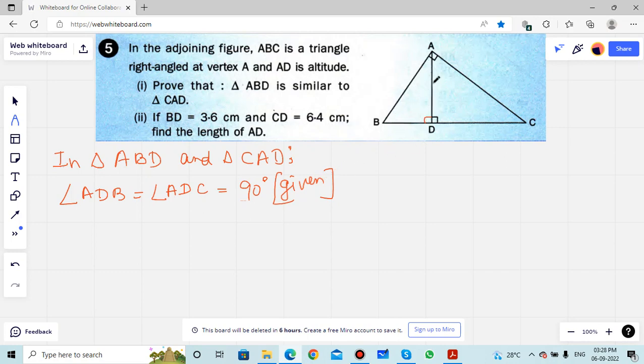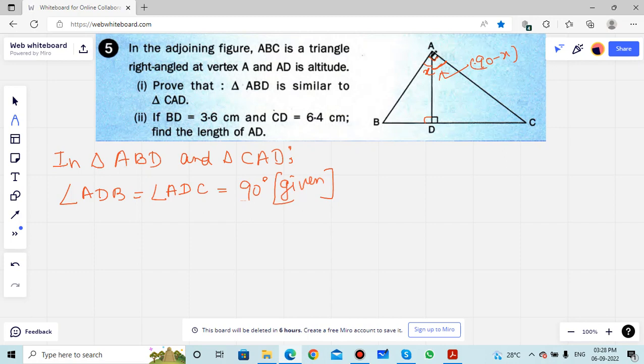It's difficult to find in a sense, because the angle is not given here. So what I can do is assume this angle as x. Let this angle be x. So how much will this angle be? Total is 90. So will it not be 90 minus x? So this angle will be 90 minus x.